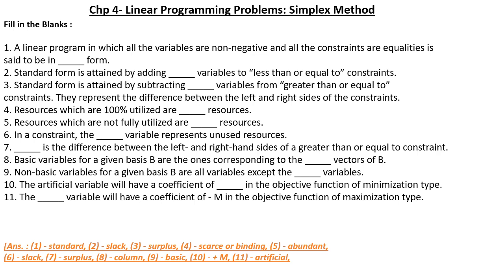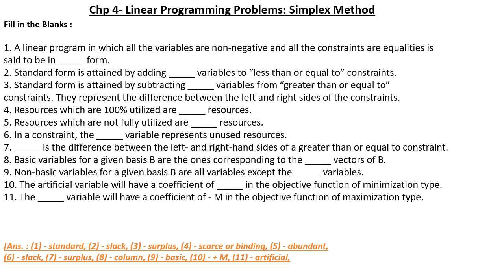Fill in the blanks. A linear program in which all the variables are non-negative and all the constraints are equalities is said to be in dash form. Standard form. Correct answer is standard form. Second, standard form is attained by adding a dash variable to a less than or equal to constraint. Slack. Correct answer is slack variable.